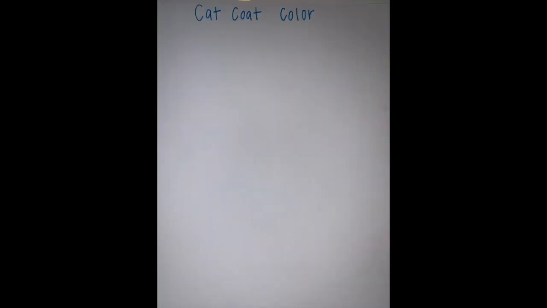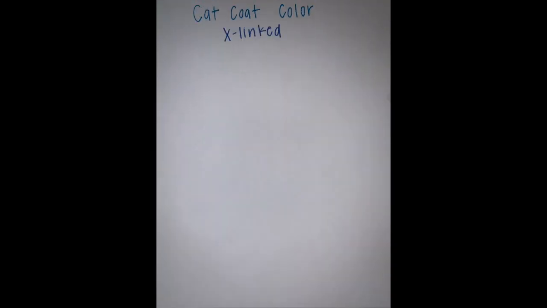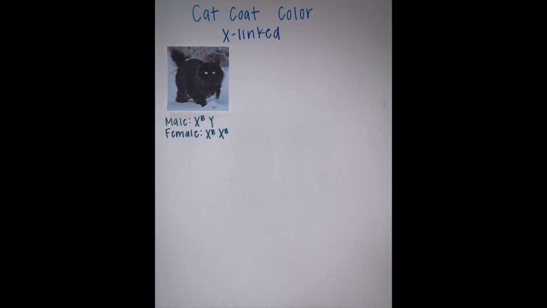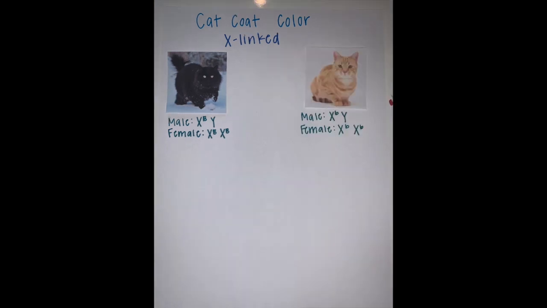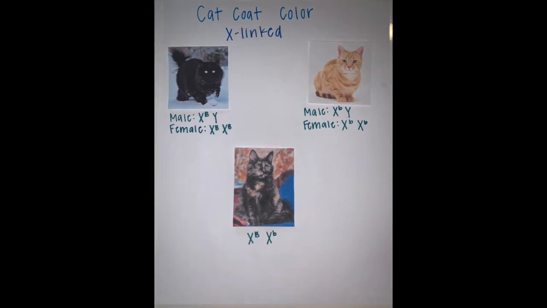The coat color of cats is an X-linked trait with a big B producing a black coat and a little b producing a yellow coat. Therefore, a black cat would have a male genotype of X big B Y and a female genotype of X big B X big B, while a yellow cat would have a male genotype of X little b Y and a female genotype of X little b X little b. The genotype for tortoiseshell is X big B X little b.